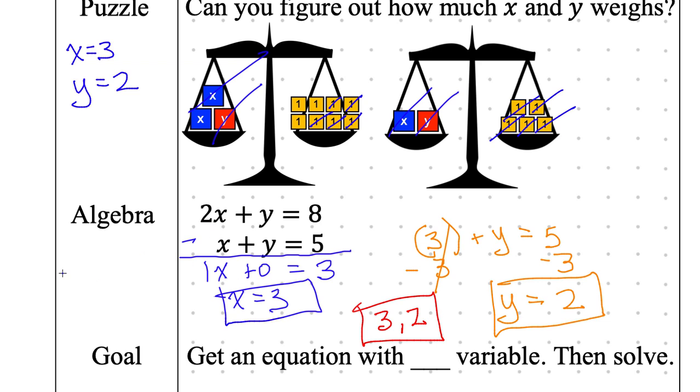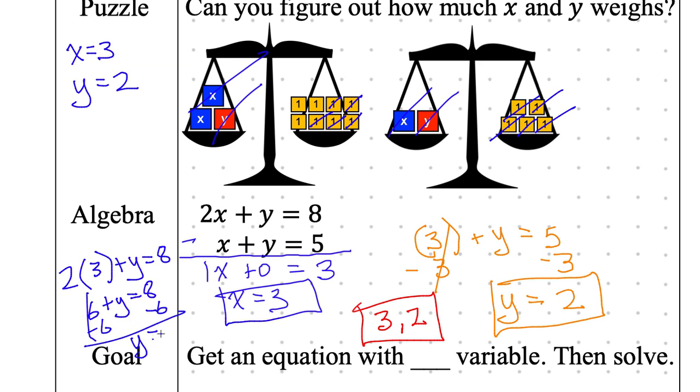So if I say 2 times 3 plus y is equal to 8, what's 2 times 3, Larissa? 6. So I have 6 plus y is equal to 8. Subtract 6 from both sides. Minus 6, minus 6. Those 6's cancel out. Y is equal to, what's 8 minus 6? 2. Y is equal to 2.